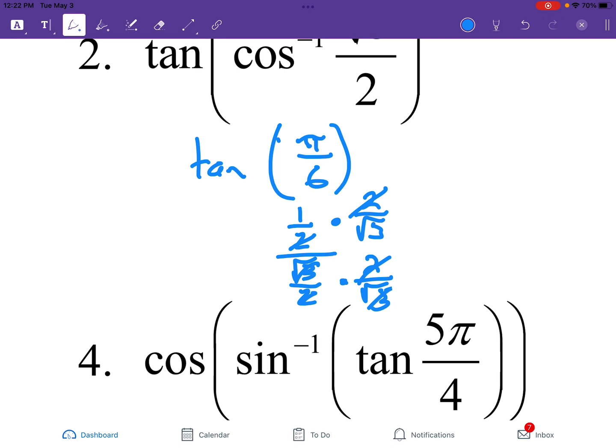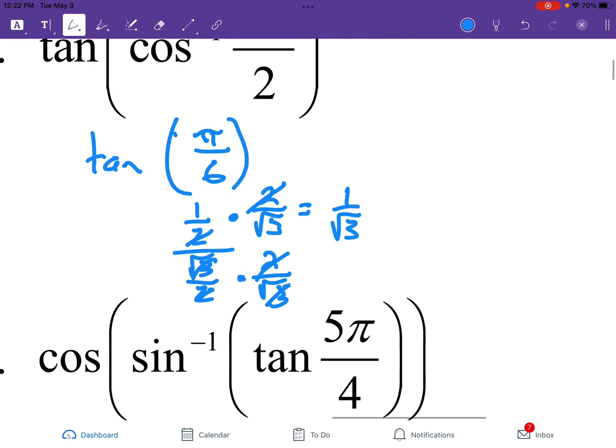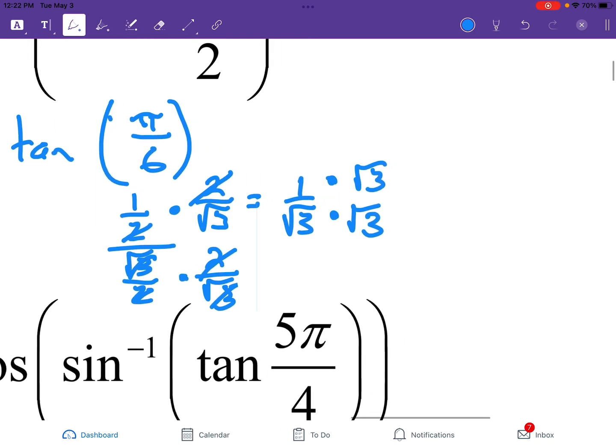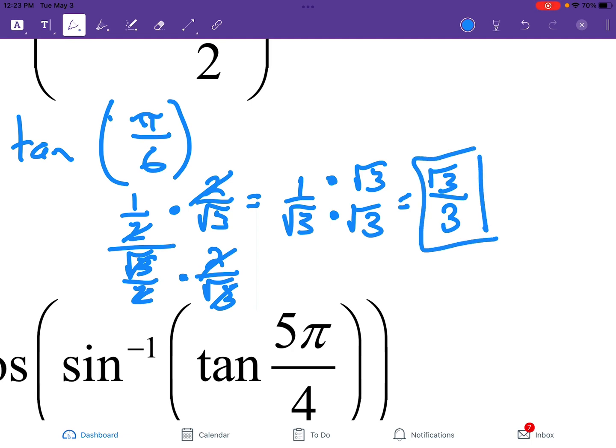The 2's cancel, and you get 1 over the square root of 3. Since we're not allowed to keep the square root of any number on the bottom of our fraction, we're going to multiply it to the top. So we get 1 times the square root of 3 is just the square root of 3. The square root of 3 times the square root of 3 is the square root of 9, which is just 3. So this is your answer.